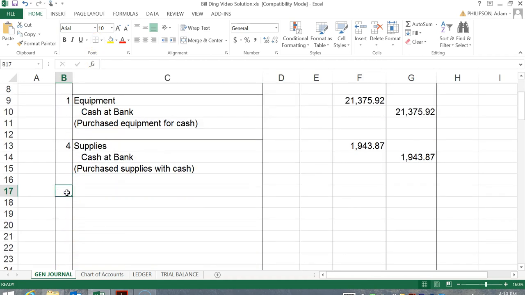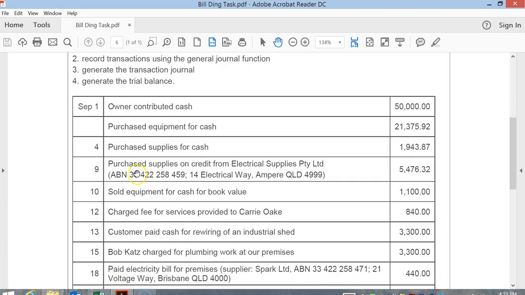Next transaction on the 9th. What's our transaction? Purchase supplies on credit from electrical supplies. Okay, so supplies, we bought some more supplies. Supplies are an asset, they're increasing, therefore they are our debit.